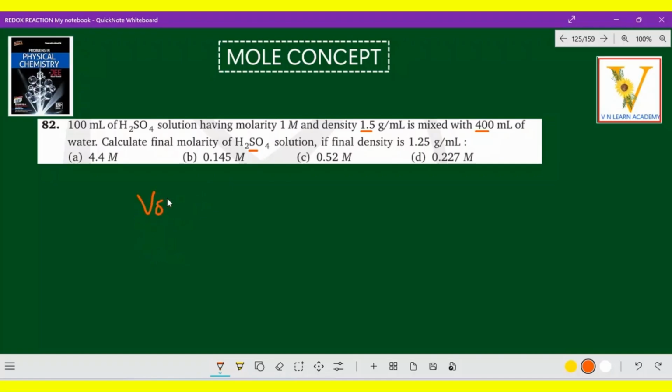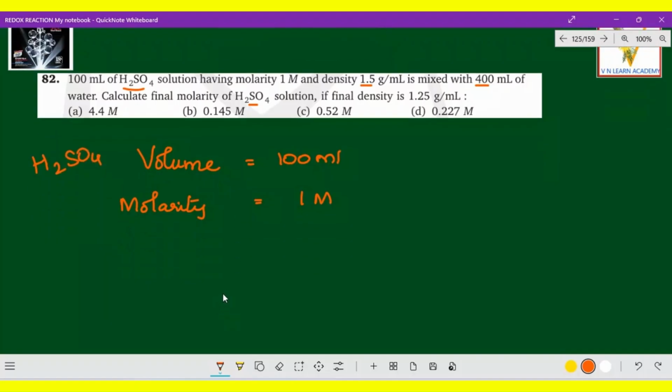So, the volume of the solution, how much? 100 ml. Here the molarity, how much? It is 1 M. So we are talking about H2SO4 only. Now here, the number of moles of H2SO4.